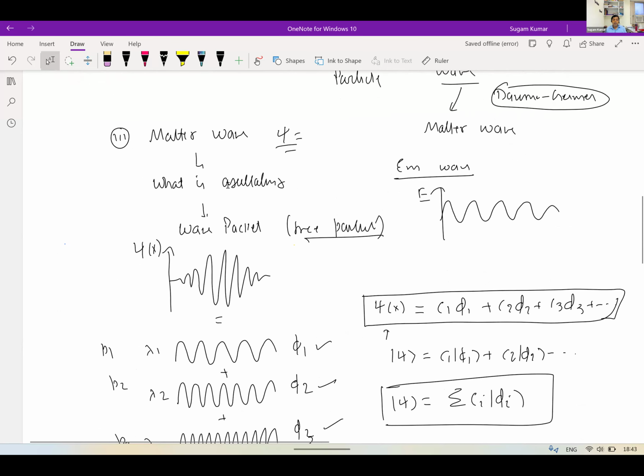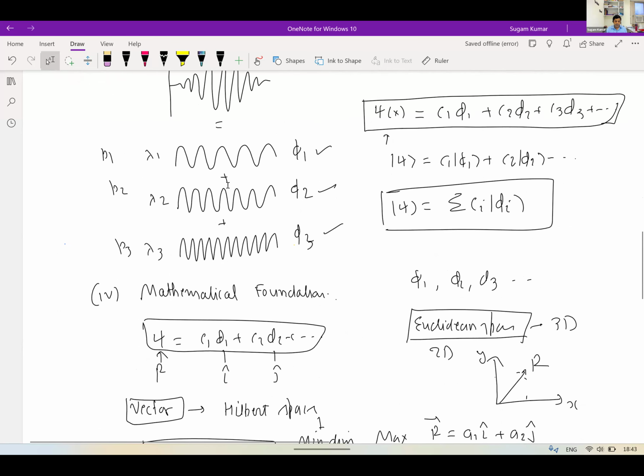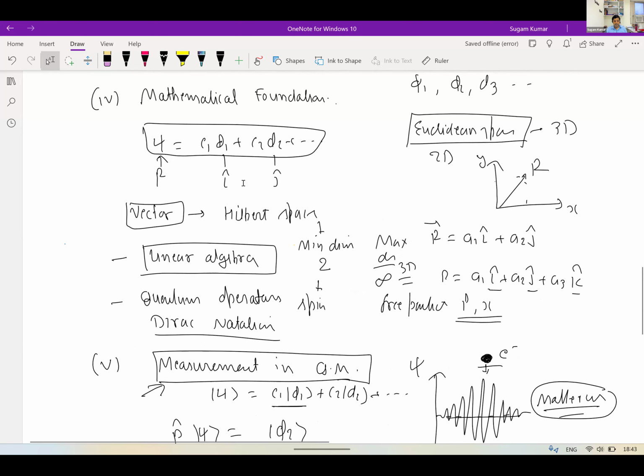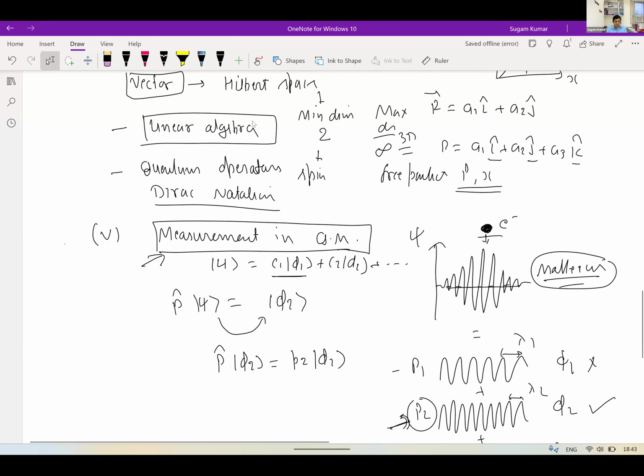Anybody else want to ask from this quantum mechanics? Sugam, there seem to be some questions in the message. One question: is there any reason for the wave function to collapse after measurement? Another question: explain more about the wave function collapse. Both of them are addressing the same question.